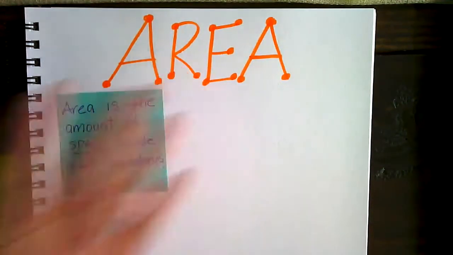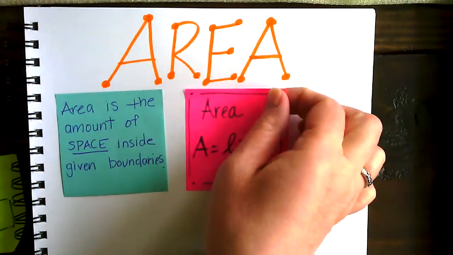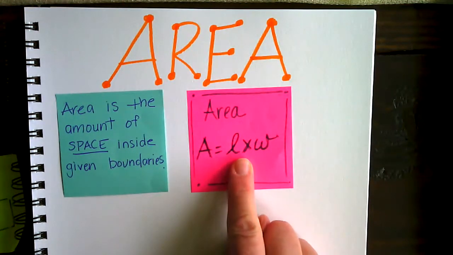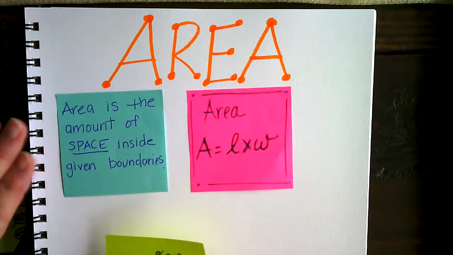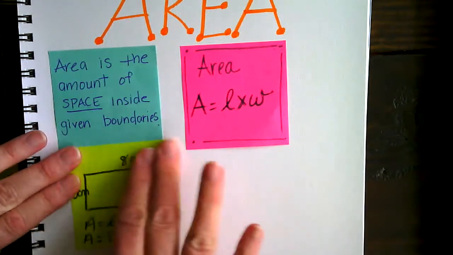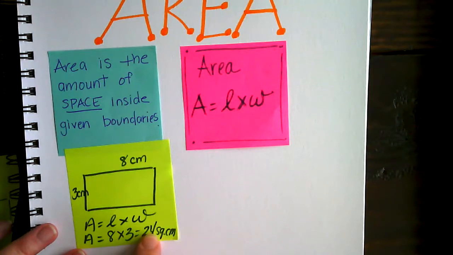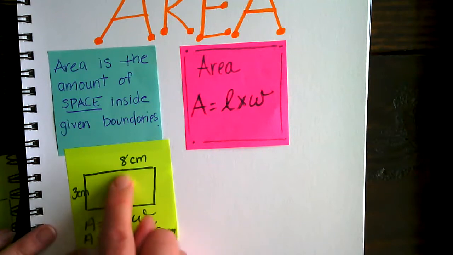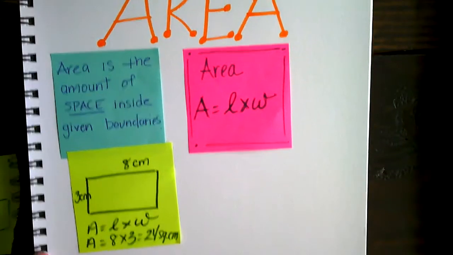We know that area is the amount of space inside given boundaries. And we learned yesterday that to find the area, it's simply multiplying length times width. So if we look at this problem right here, the area of this rectangle would be 24 simply by multiplying 8 times 3. We know there are 24 little square centimeters inside this rectangle.